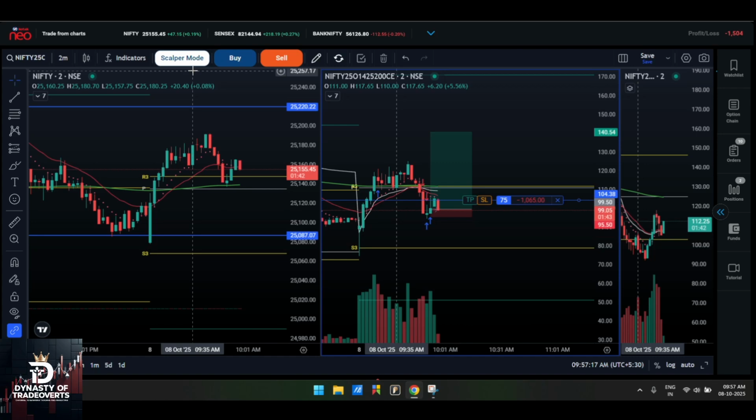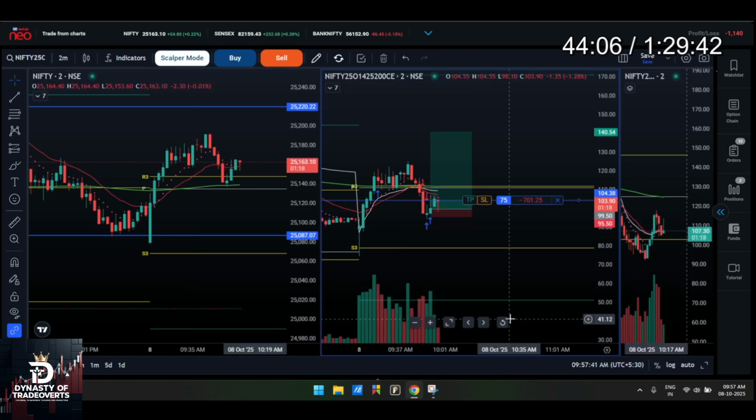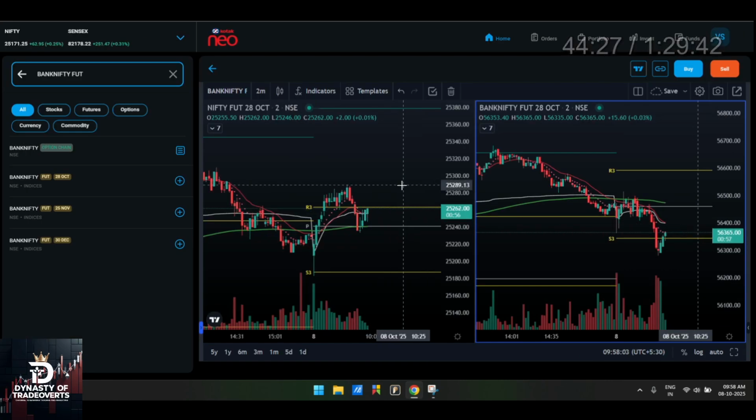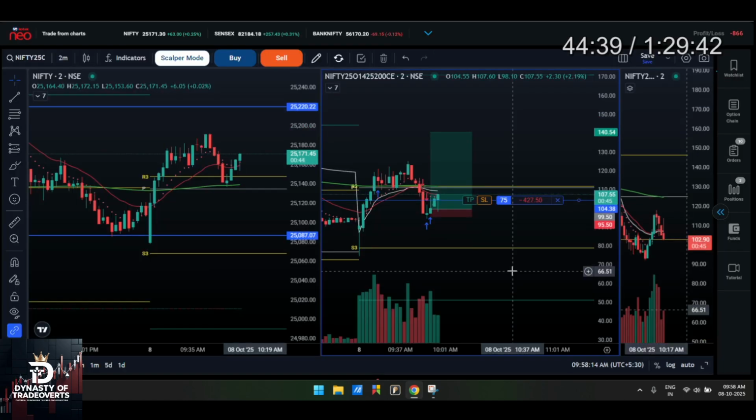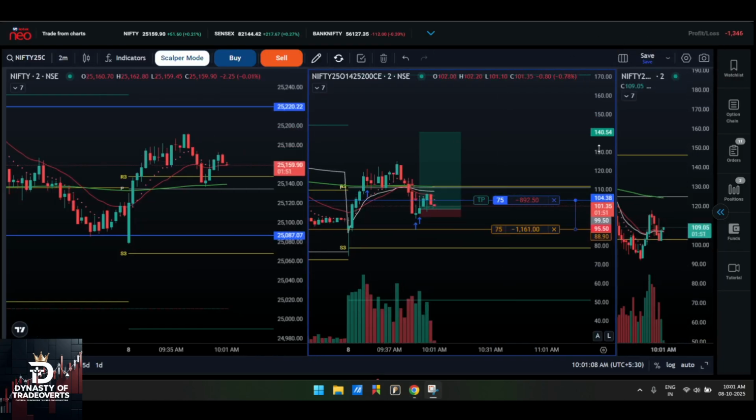Immediate next candle, the trade is reversing. So I kept a very safe SL here. If there is a sudden movement, then I should have a safety net. So I kept a safe stop loss way below the planned stop loss, just in case.